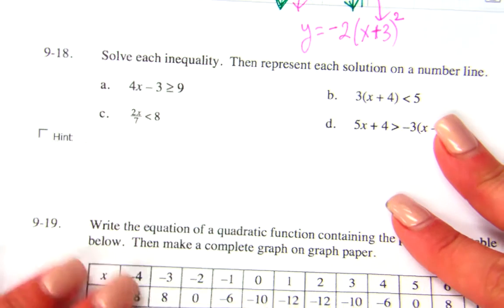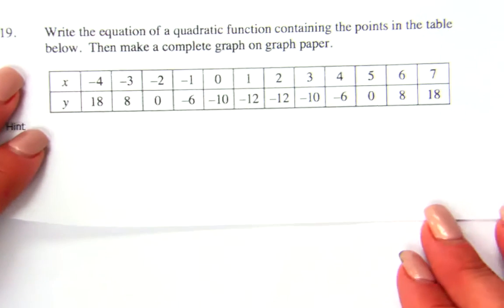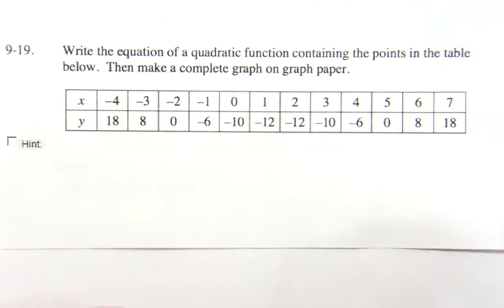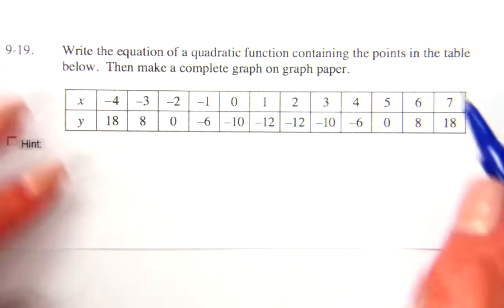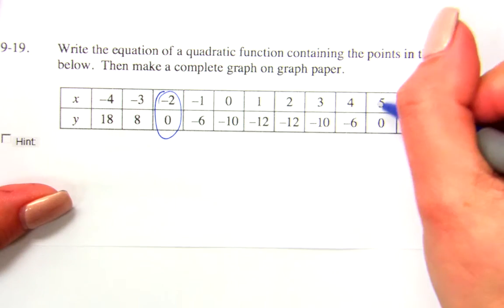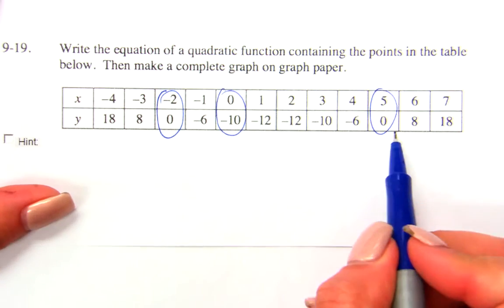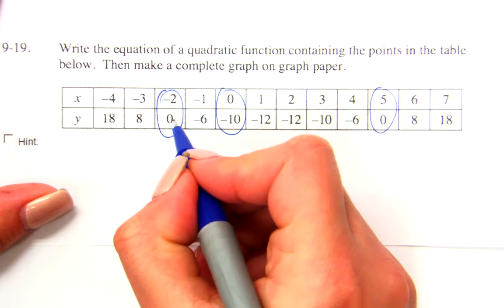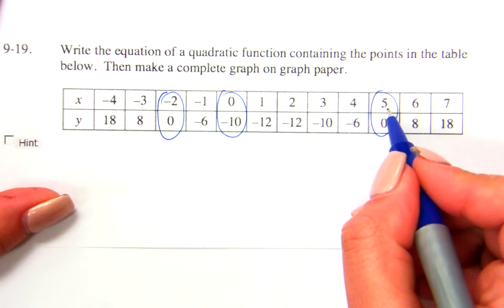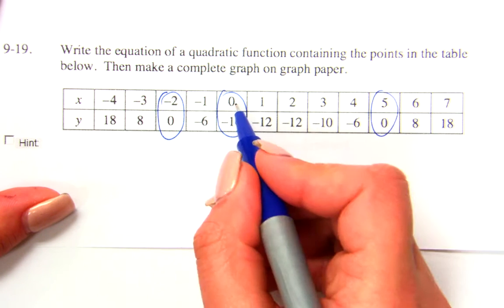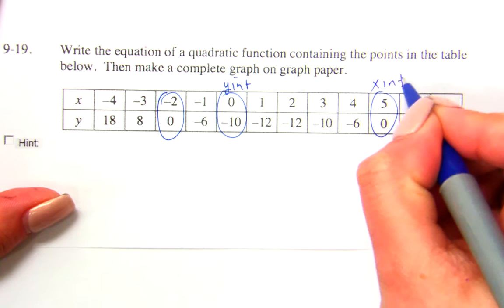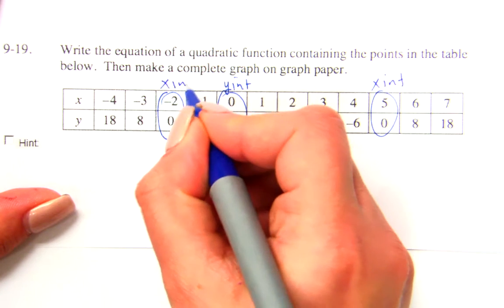Okay, number 19. This shouldn't be too complicated, but we've done this before, so hopefully you remember how to do this. It says complete the graph on graph paper. I'm a little too lazy to do that, so we're just going to do this straight on. Your main thing to realize is where your zeros are. So 0 for the y means this is an x-intercept. 0 for the x means this is a y-intercept.